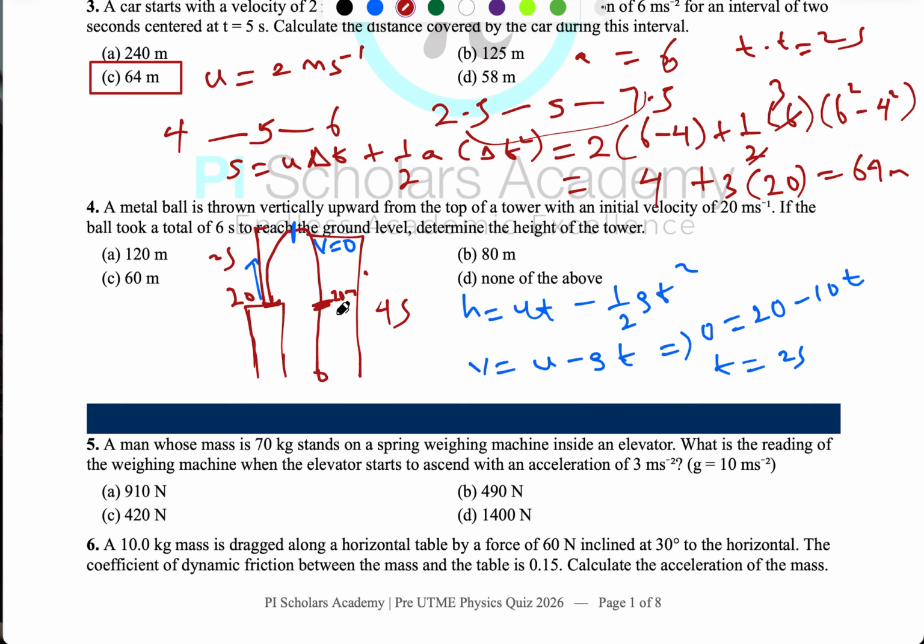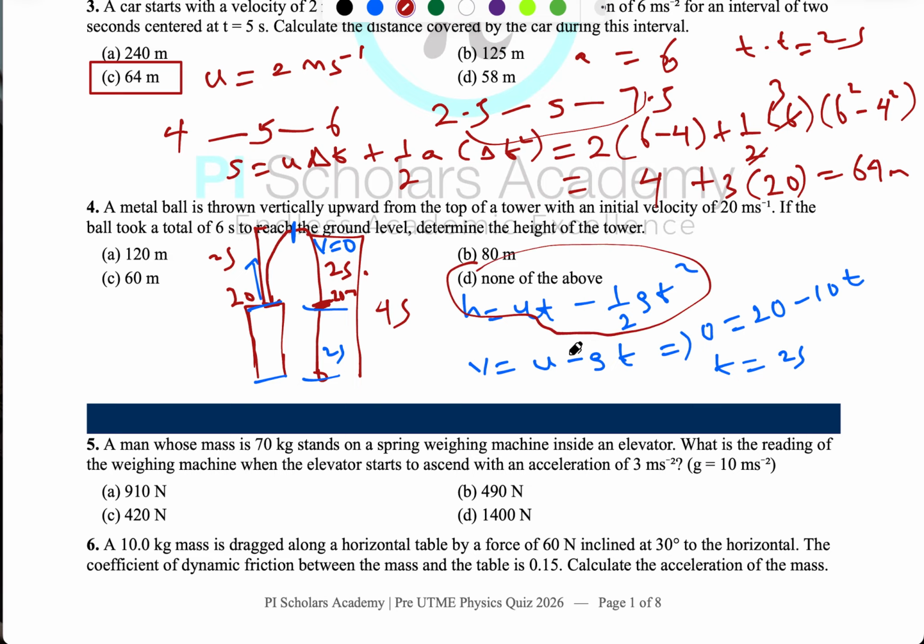So if you got 2 seconds for this one, that means that this time here is also 2 seconds. And out of 6 seconds, 4 seconds is gone. And that implies that the remaining time left from here to here is going to be 2 seconds as well. And this height that it would have fallen through at this point will correspond exactly to the height of the tower. So now we can use this particular equation that I highlighted right here.